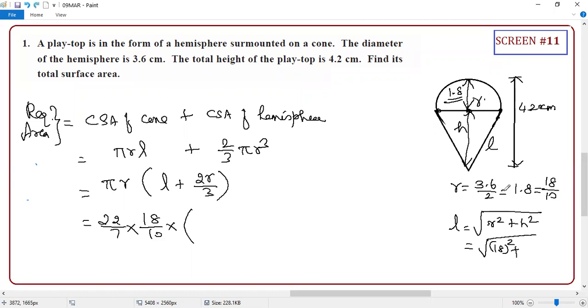So now you tell me, what is this length, this height? 4.2 minus 1.8. Guys, think like 42 minus 18, or 42 minus 20. It's 2.4. Correct or not? Correct, sir. So guys, this is your work.